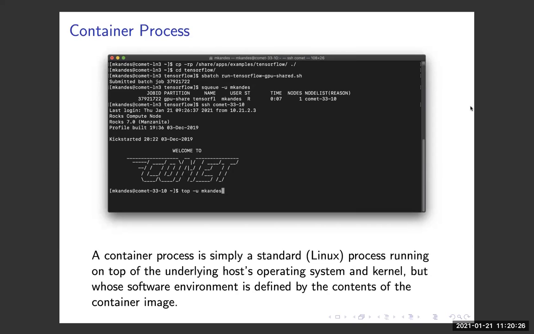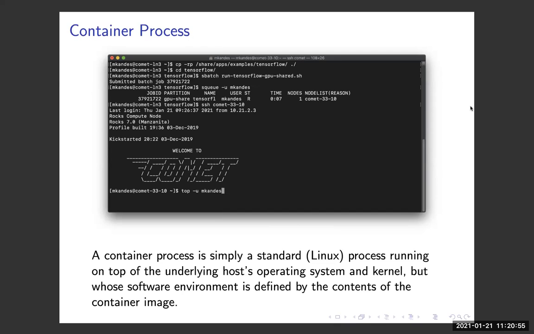Now, when you take one of those images and you want to run the application that it's targeting, you run a container process. Sometimes when people are talking about containers, they're really talking about container processes. These are just standard Linux processes that are running on top of the host operating system and kernel on the hardware of the system that you're on.